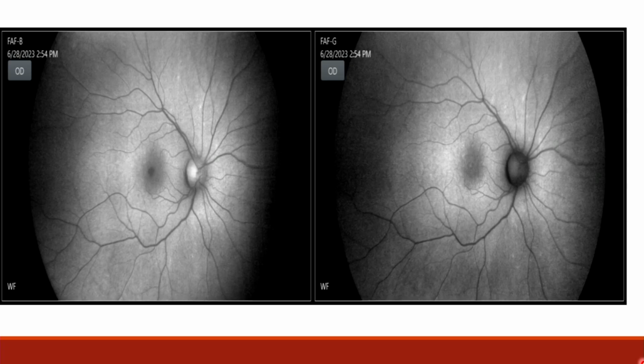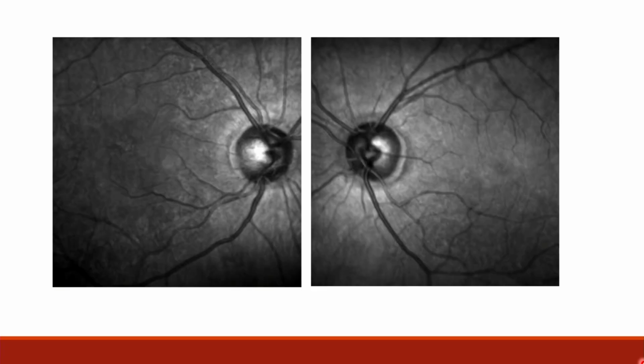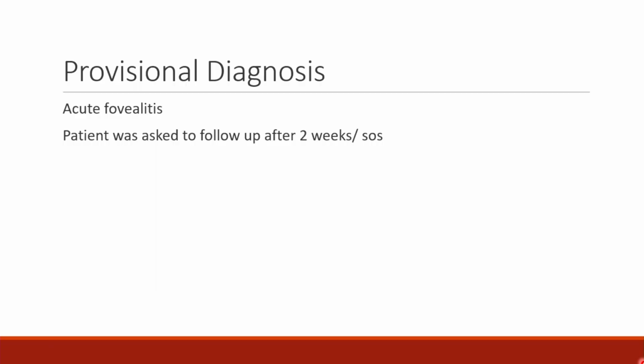Moving to the fundus autofluorescence, the blue autofluorescence was within normal limits, while in green fundus autofluorescence, there were subtle areas of hyperautofluorescent lesions in the right eye, while in the left it was normal. This was the infrared autofluorescence, again showing areas of little hyperautofluorescent areas, while the left eye was normal.